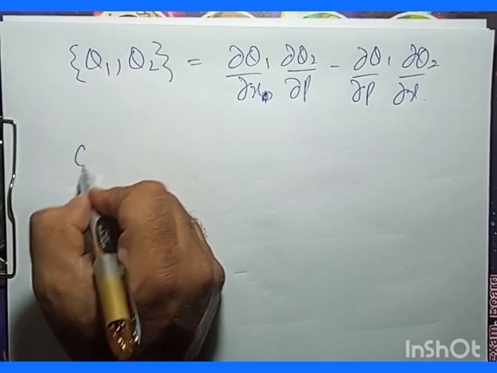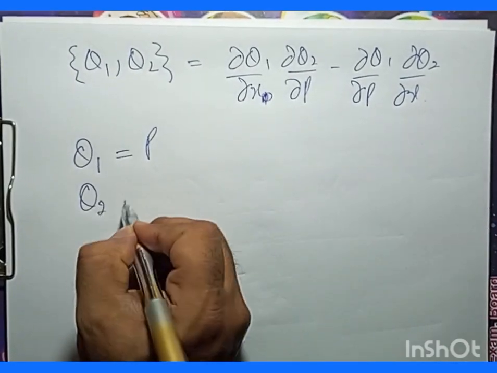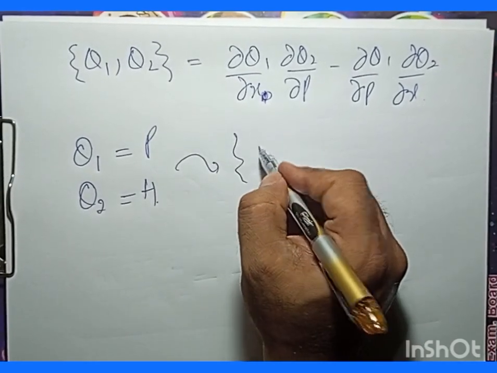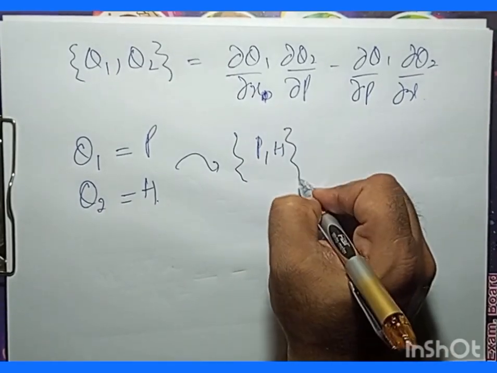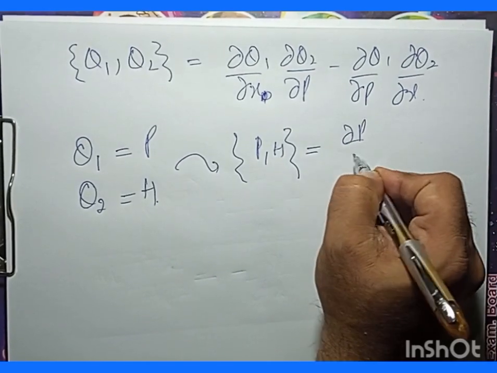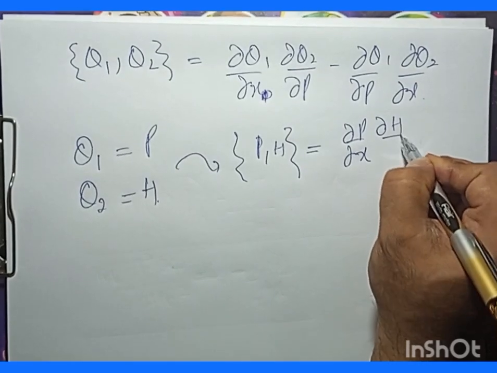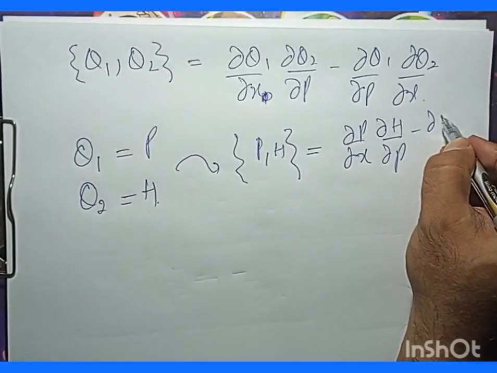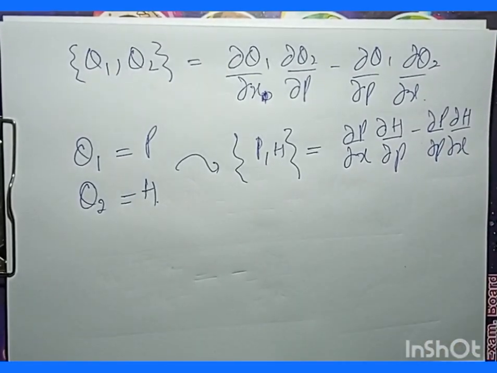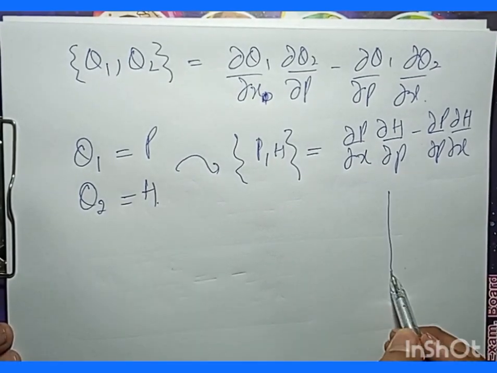Now, if we replace this Q1 by the momentum of the particle and this Q2 by the Hamiltonian of the particle, we will have the Poisson bracket of P and H, curly brackets. So for Q1 we have P, so this is dou P by dou x, and for Q2 I have H, so this is dou H by dou p, then minus dou P by dou p, then dou H by dou x.